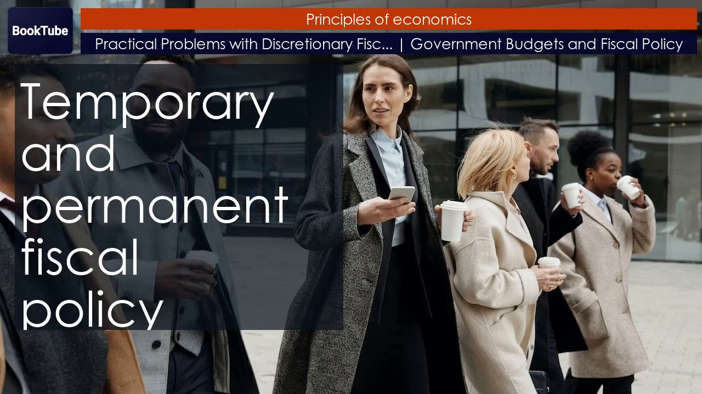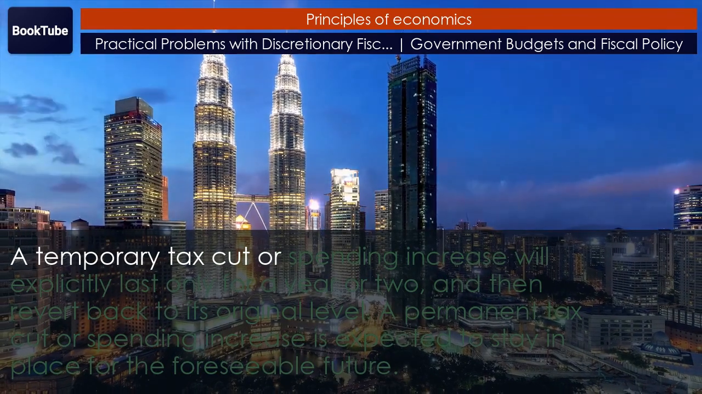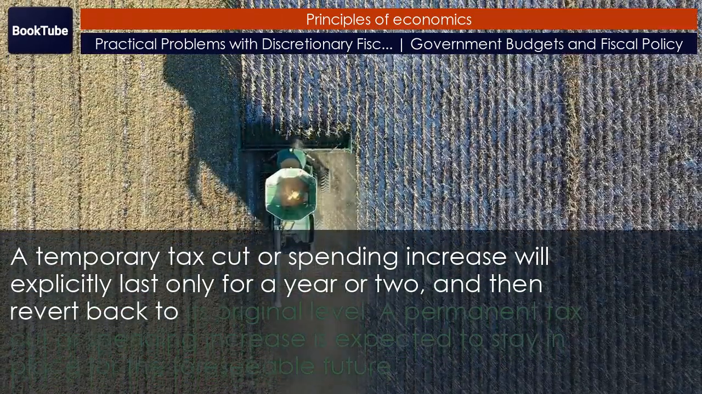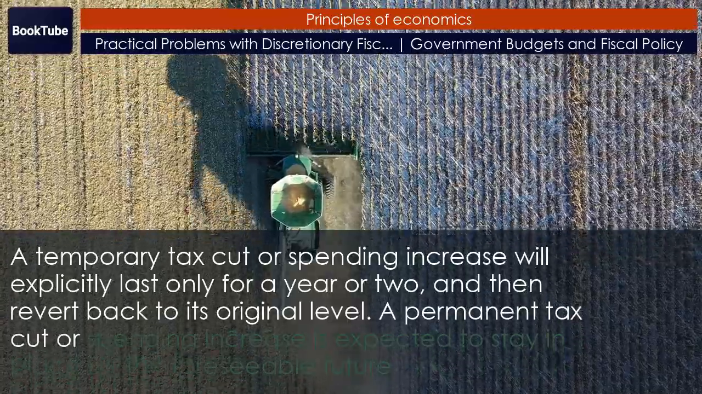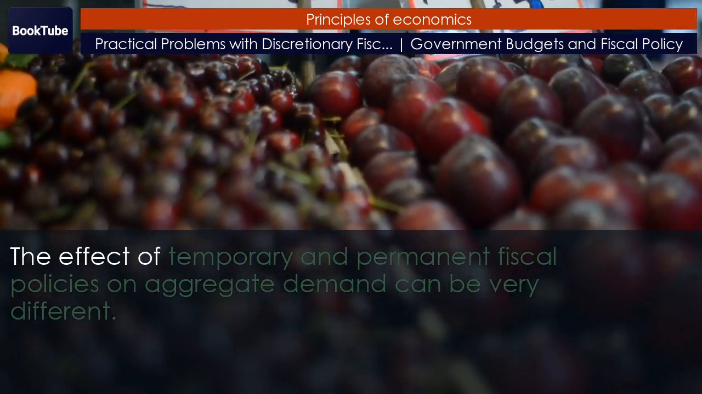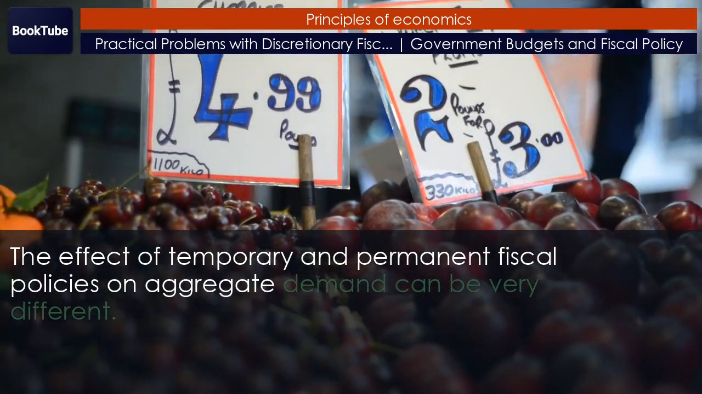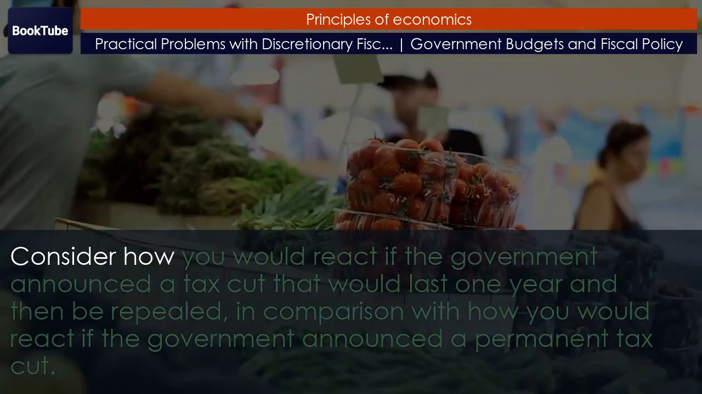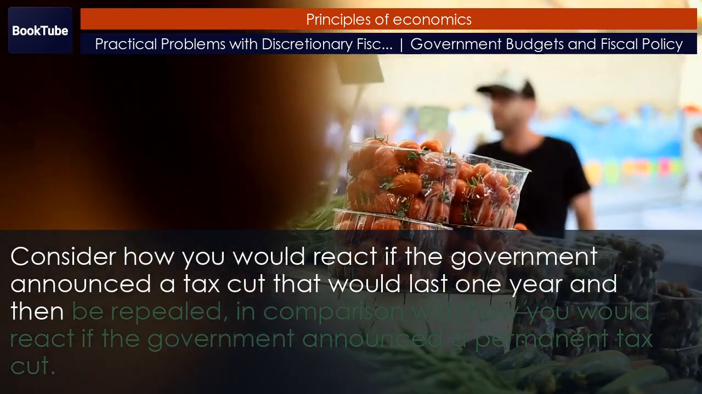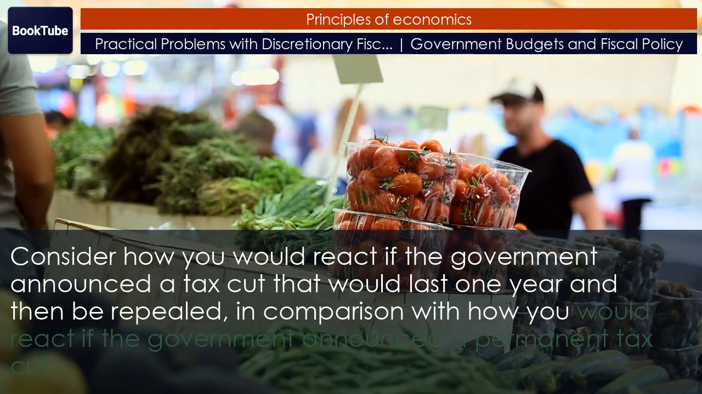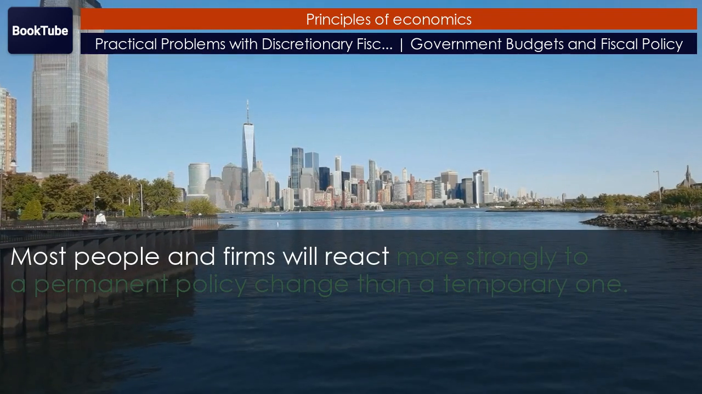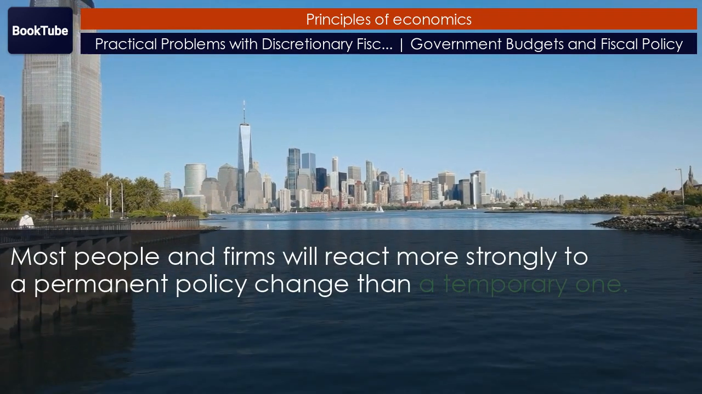Temporary and permanent fiscal policy. A temporary tax cut or spending increase will explicitly last only for a year or two, and then revert back to its original level. A permanent tax cut or spending increase is expected to stay in place for the foreseeable future. The effect of temporary and permanent fiscal policies on aggregate demand can be very different. Consider how you would react if the government announced a tax cut that would last 1 year and then be repealed, in comparison with how you would react if the government announced a permanent tax cut. Most people and firms will react more strongly to a permanent policy change than a temporary one.